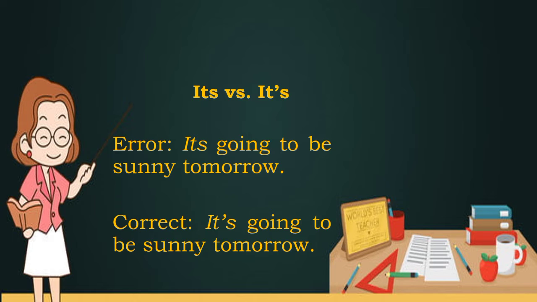By reading this sentence, we can say that it is incorrect. Why? Because this sentence used the word its without an apostrophe, but its here doesn't show any possessiveness or owning of something. This sentence should use the contraction it's, meaning it is. So the correct construction of the sentence is: It's going to be sunny tomorrow. So it's here is supposed to have an apostrophe.